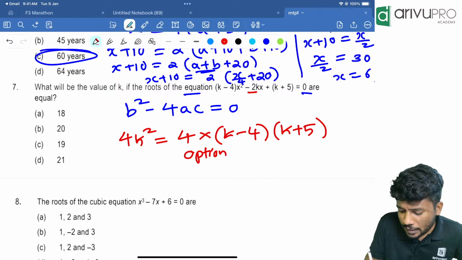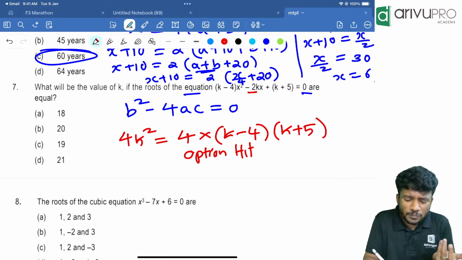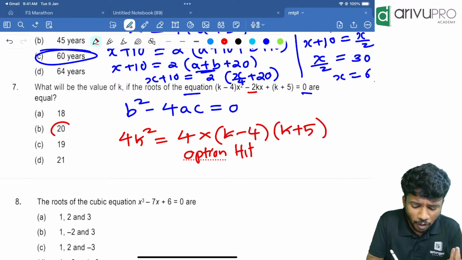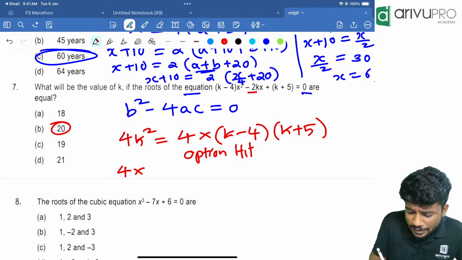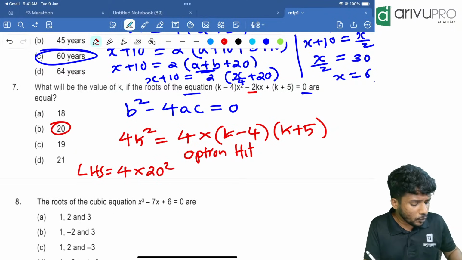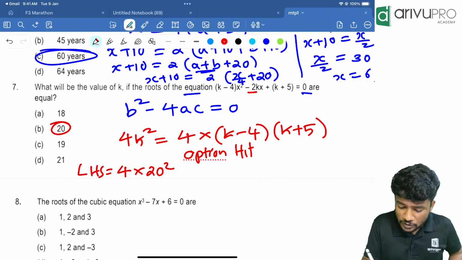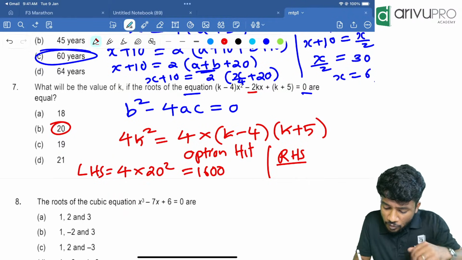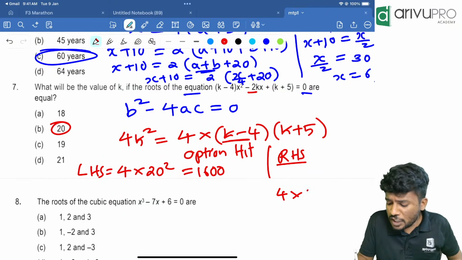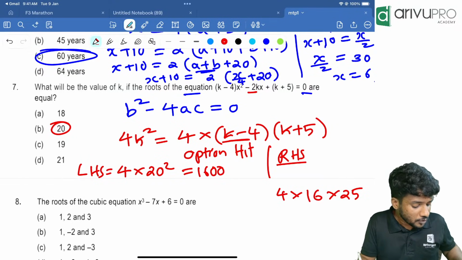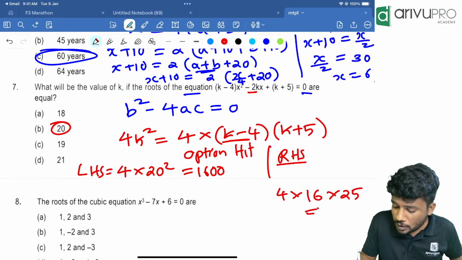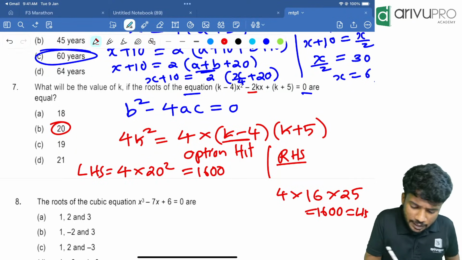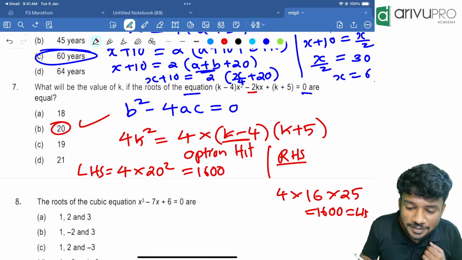Option hit. How are you going to option hit? Instead of k, you will substitute a value. For example, instead of k, you are putting option B, 20. Substitute here. LHS is 4 into 20 square. Take your calculator, 4 into 400, that is 1600. Now we are going to take RHS. RHS is nothing but 4 into 20 minus 4, which is 16, into 20 plus 5, which is 25. Take your calculator. 4 into 16 into 25 is equal to 1600, which is equal to our LHS. That means option B is your right answer.